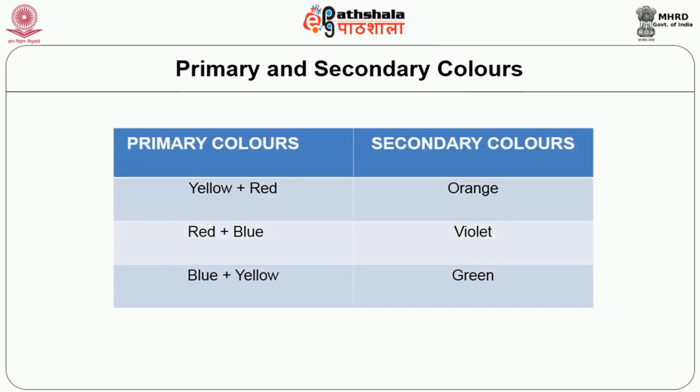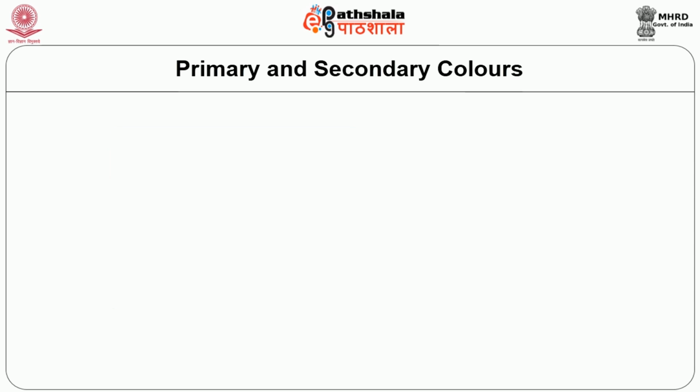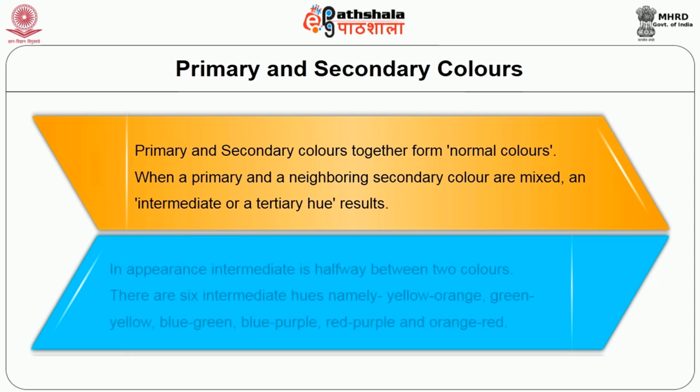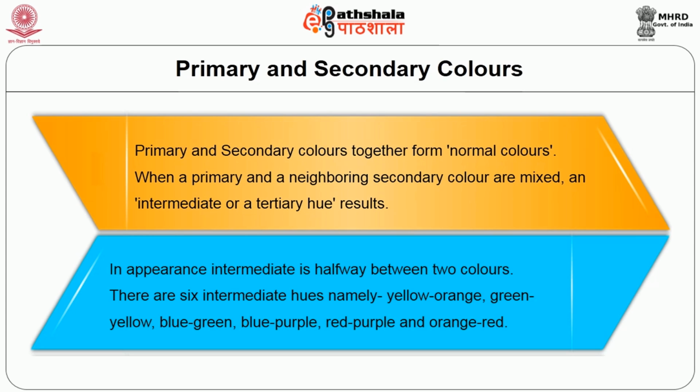We will get tertiary colors. Primary colors are yellow plus red: orange, red plus blue: violet, blue plus yellow: green. Primary and secondary colors together form normal colors. When a primary and a neighboring secondary color are mixed, an intermediate or tertiary hue results. In appearance, intermediate is halfway between 2 colors.